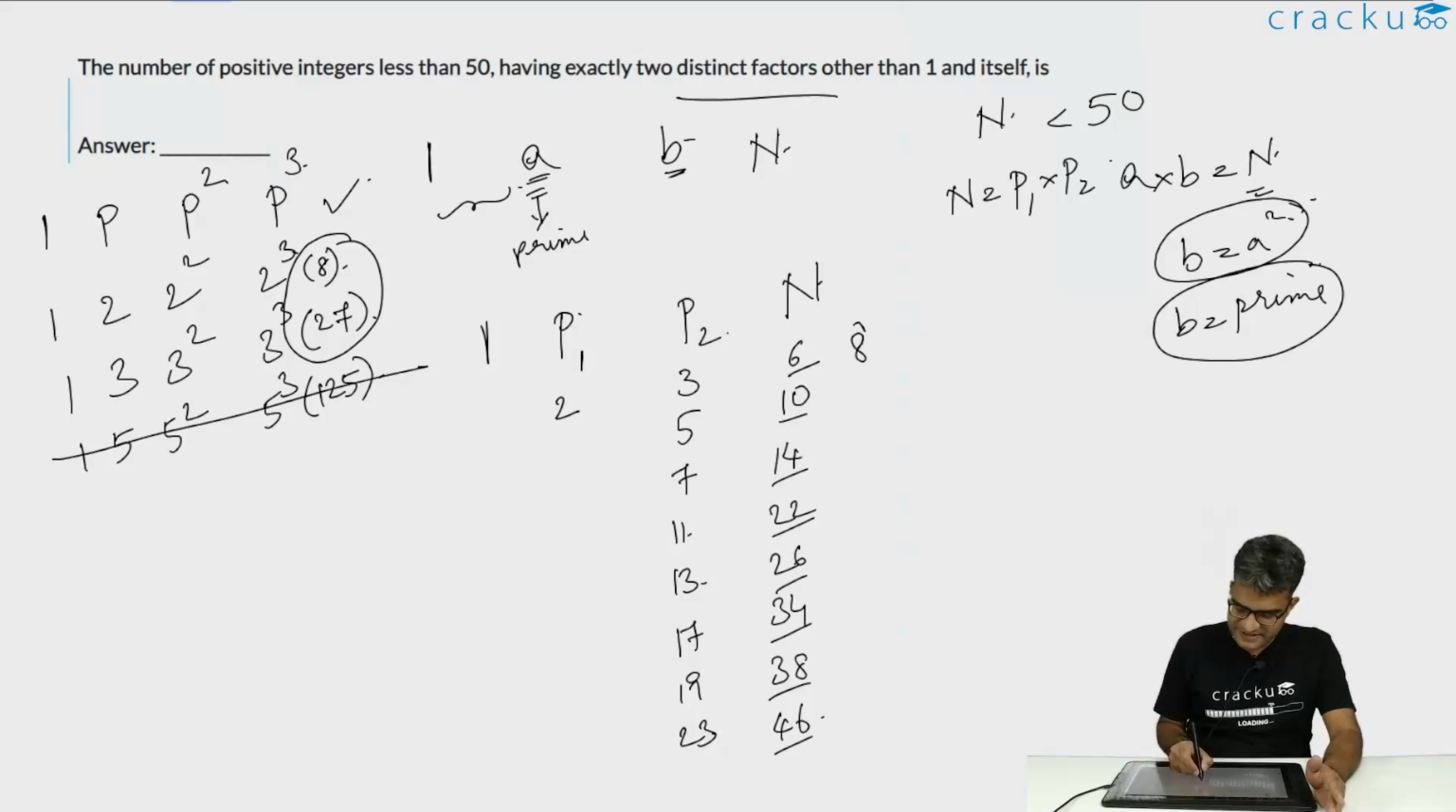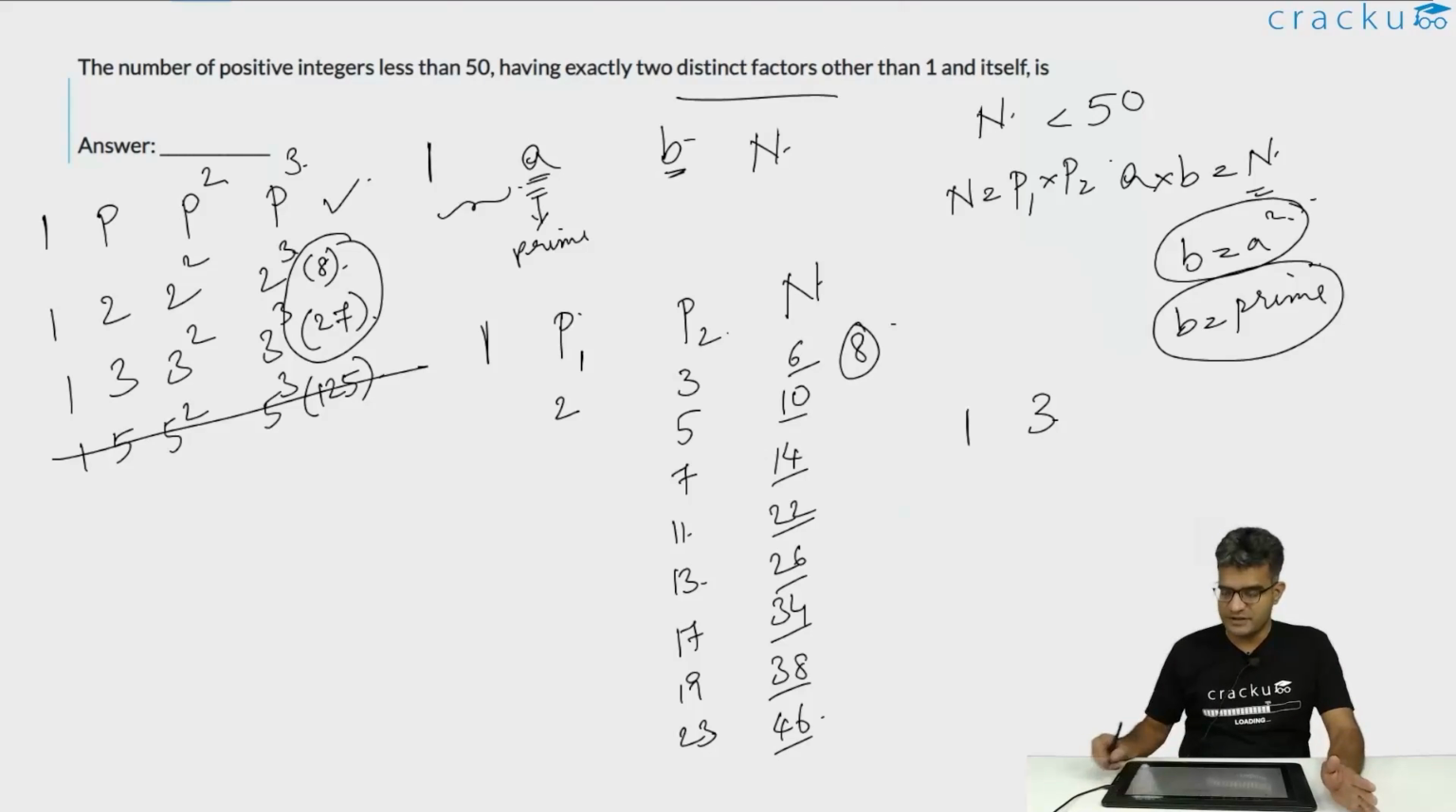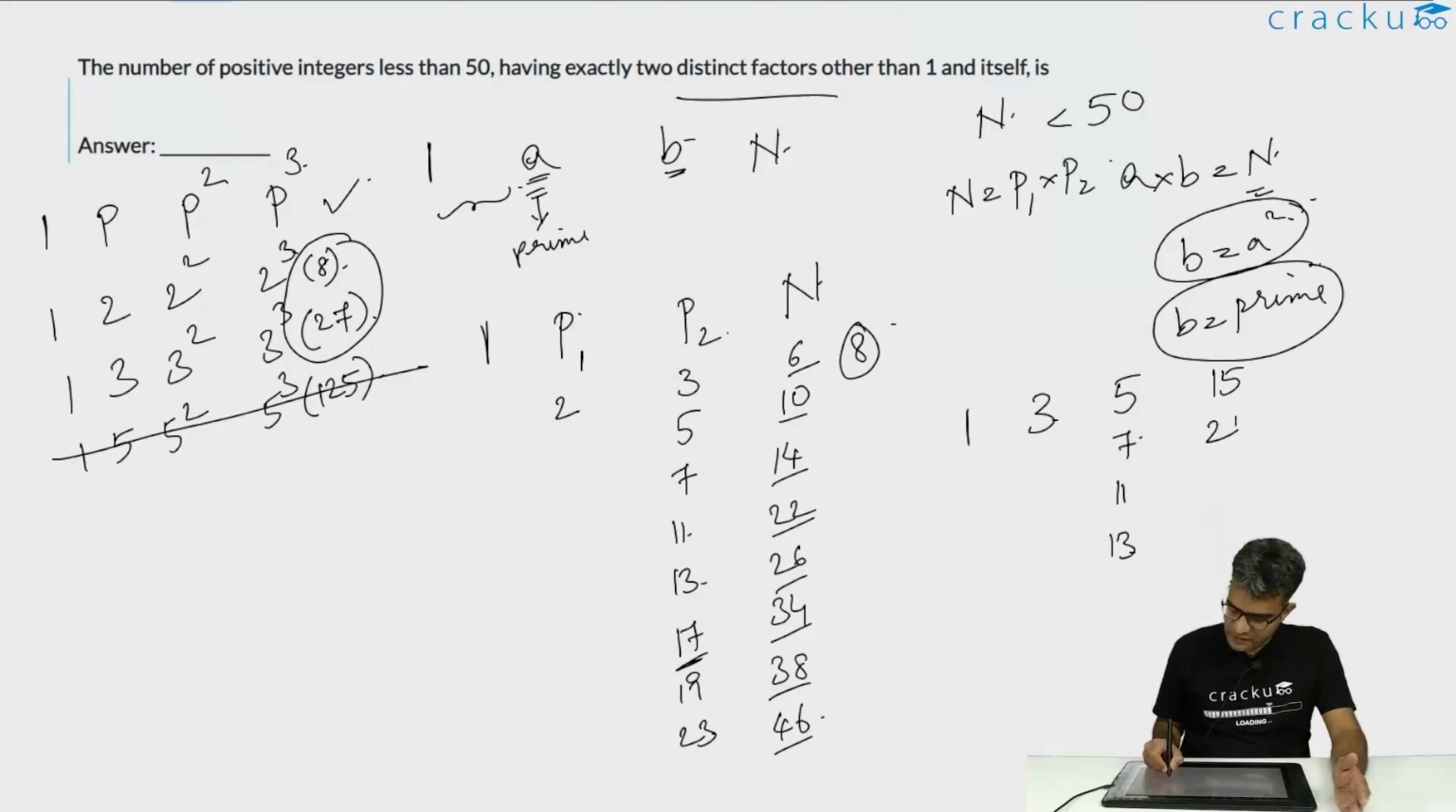So you have 8 cases over here. What will happen when p1 is 3? So we have 1, we have p1 which is 3, and we are looking for another prime number p2. p2 will be either 5 or 7 or 11 or 13. Once it becomes 17, 3 into 17 will be 51, which is greater than 50. So here we are going to get 15, 21, 33 and 39. So here we have 4 cases.